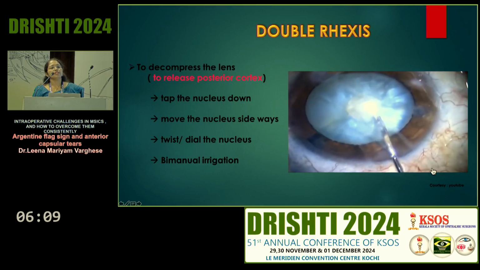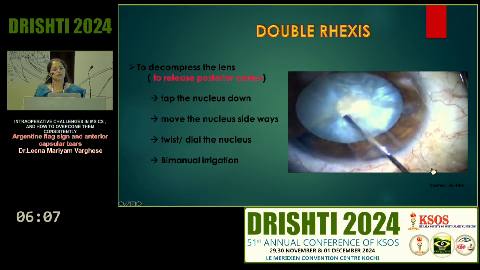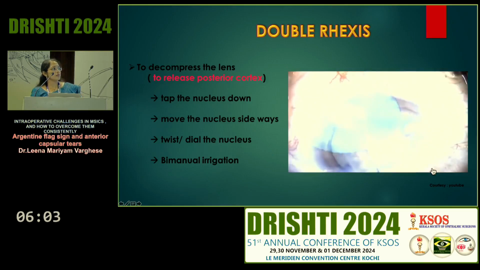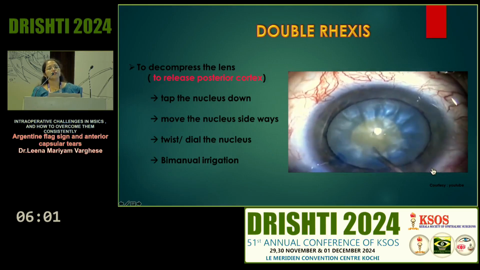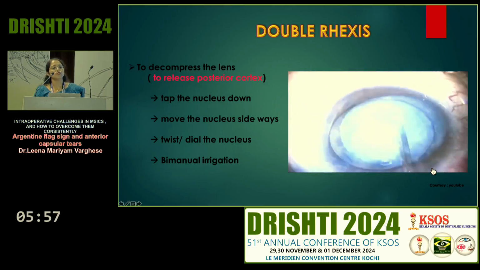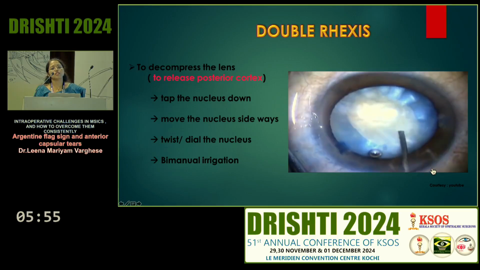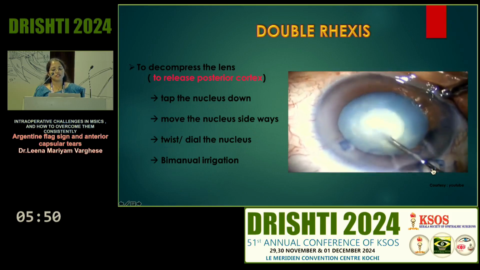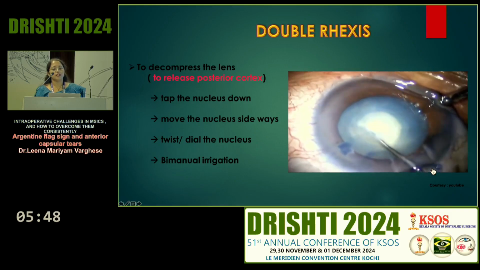When you decompress the lens, you should also remember to decompress the posterior cortex also. How do you do that? You can do it by different methods. You can tap the nucleus down. You can move the nucleus or rock the nucleus sideways so that the posterior cortex gets loosened and it comes anteriorly. You can twist or dial the nucleus, or you can even do a bimanual irrigation. Once that is done, you can continue with your double rhexis.